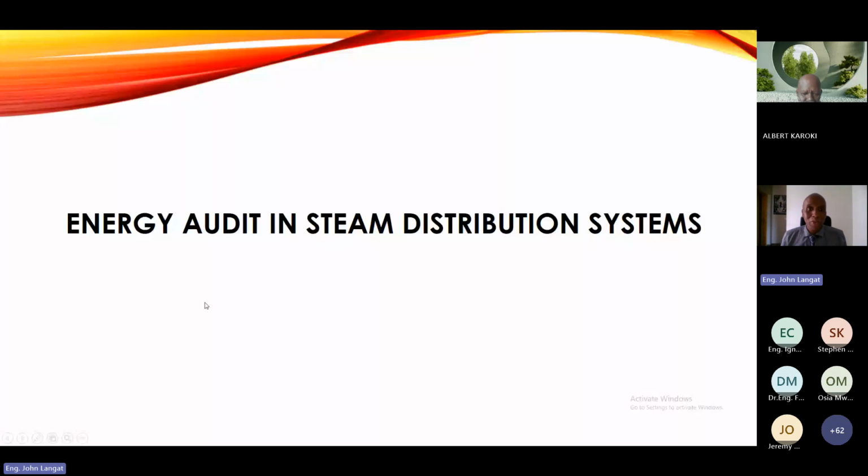I don't know if you can ask anything to do with steam boilers before I go into the steam distribution system, or I proceed.